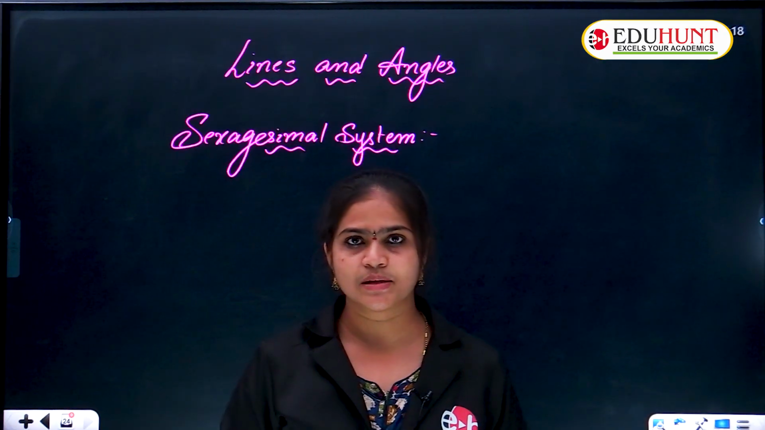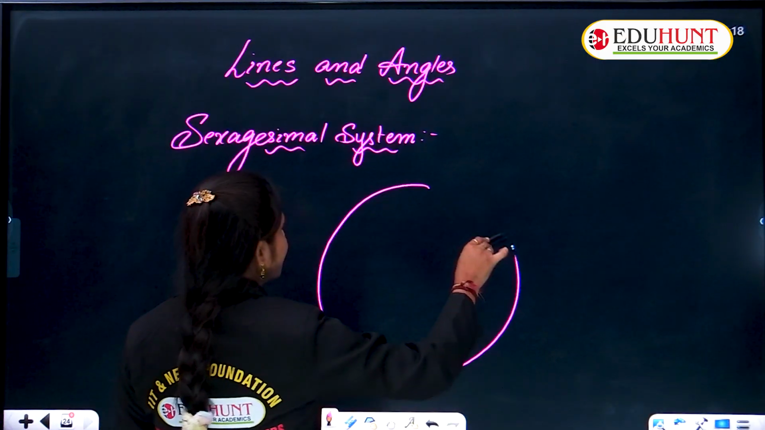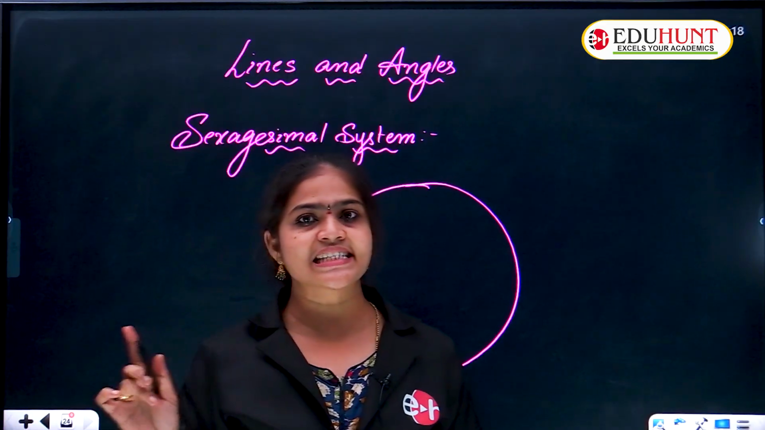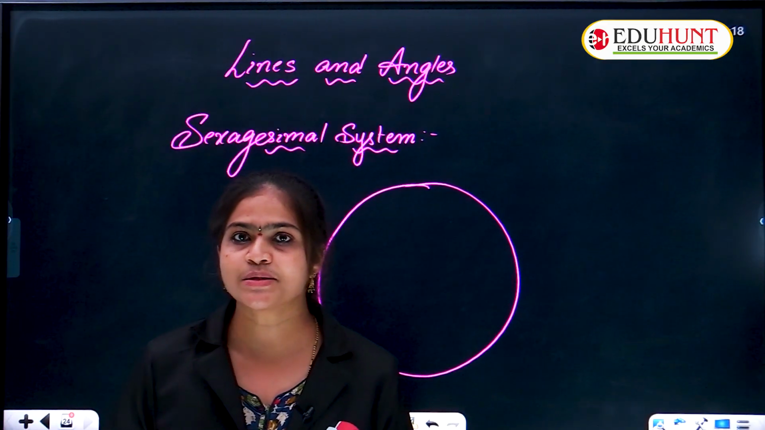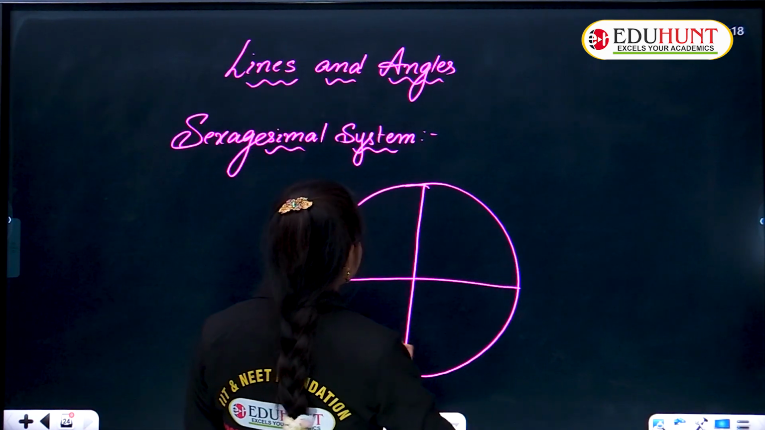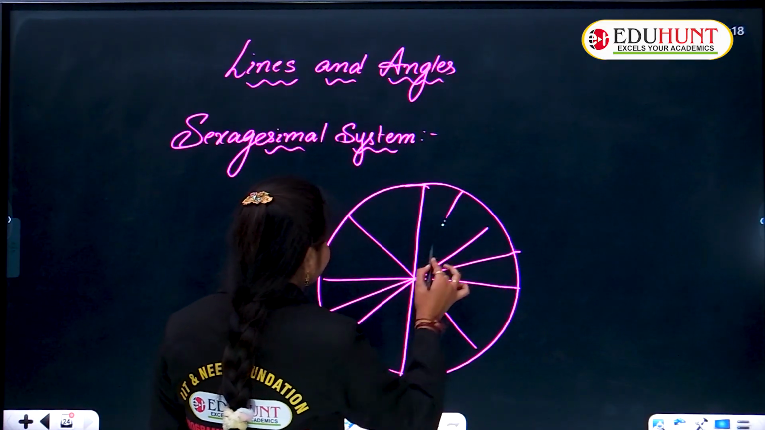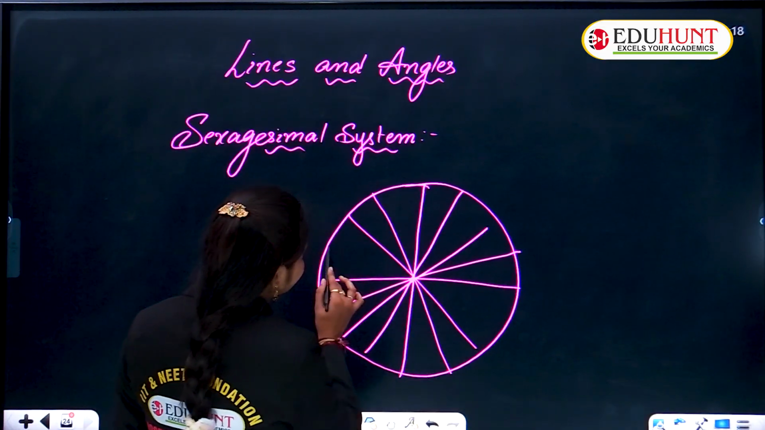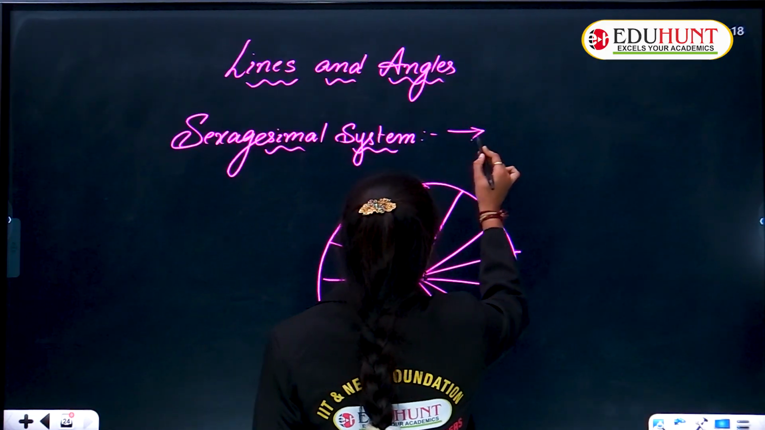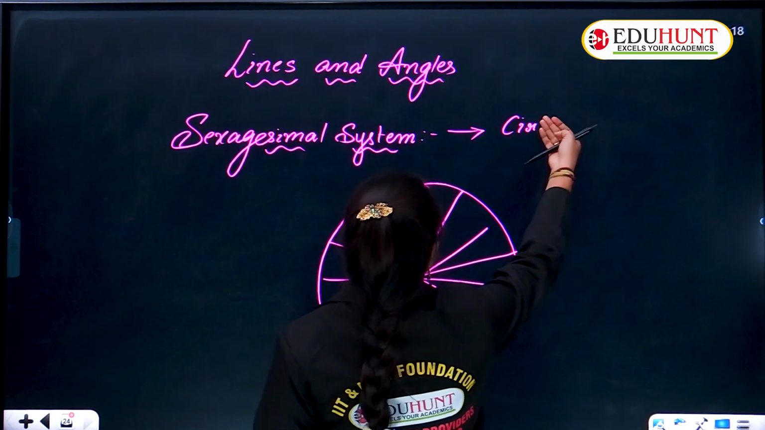What about the sexagesimal system? In this system, one circular path is divided into 360 equal parts. How many equal parts? 360 equal parts. In the sexagesimal system, the circular path is divided into 360 equal parts.